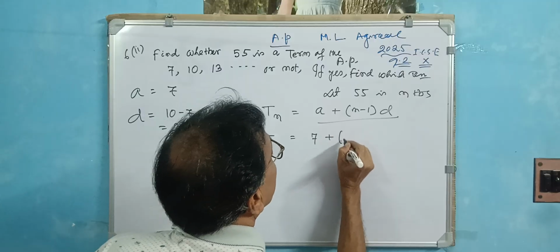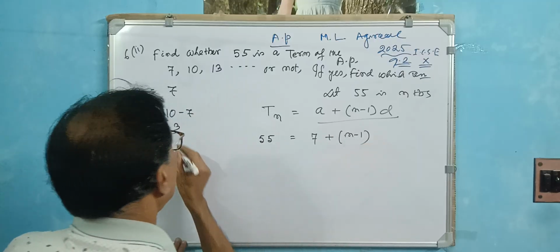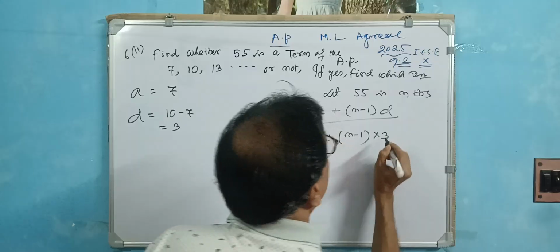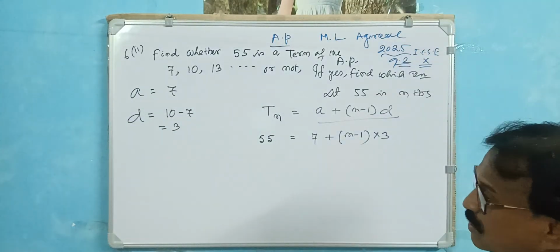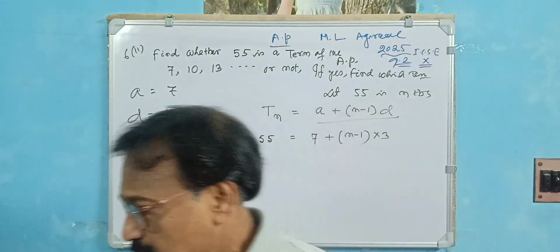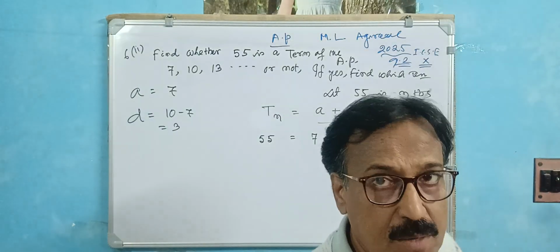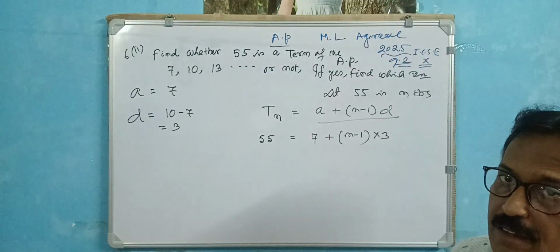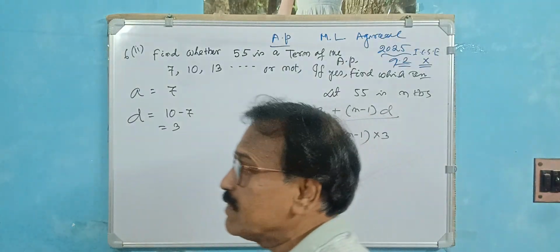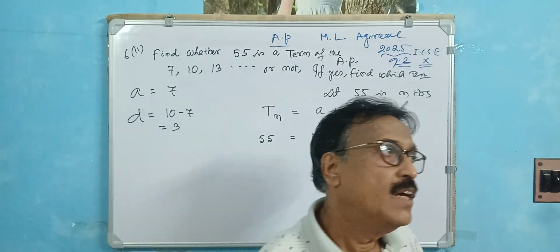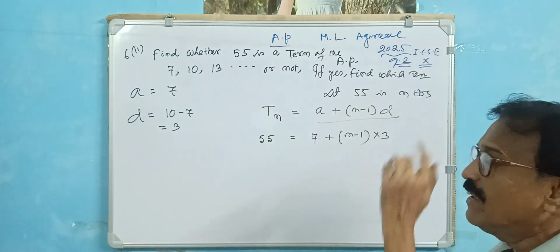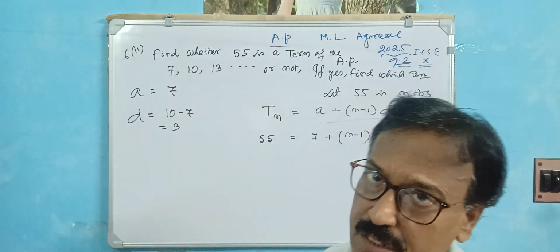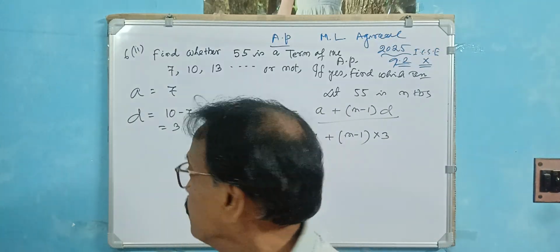What is the value of A? 7, plus n minus 1 into D, and D is 3. Just find the value of n. If n is a natural number, it belongs to the term. If there is a fraction or decimal, then it is not a term. n is always a natural number, like 13, 14, 15. If the value of n is a natural number, it's a term. If not, it's not a term.